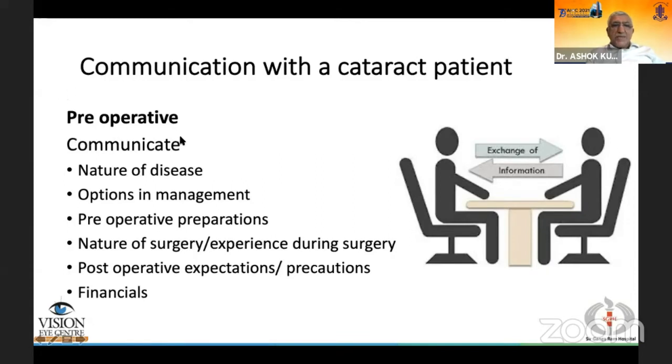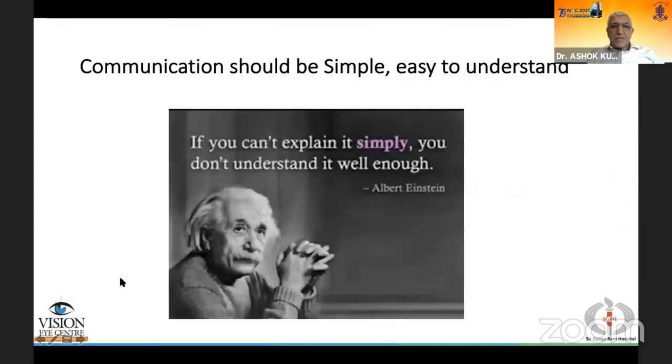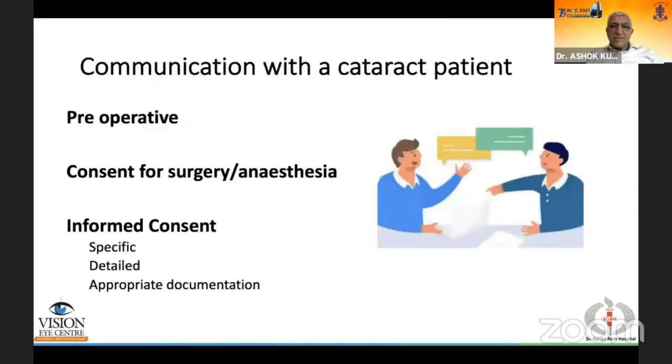So what we need to communicate includes not just the nature of surgery, but the nature of disease, options in management, what preparations need to be made preoperatively, nature of surgery and experience during surgery, post-operative expectations, and financials. So of course, the important key is to communicate in a very simple, easy to understand way. And as Albert Einstein said, if you can't explain it simply, you don't understand it well enough. So you have to have the depth of knowledge to be able to communicate in simple words.